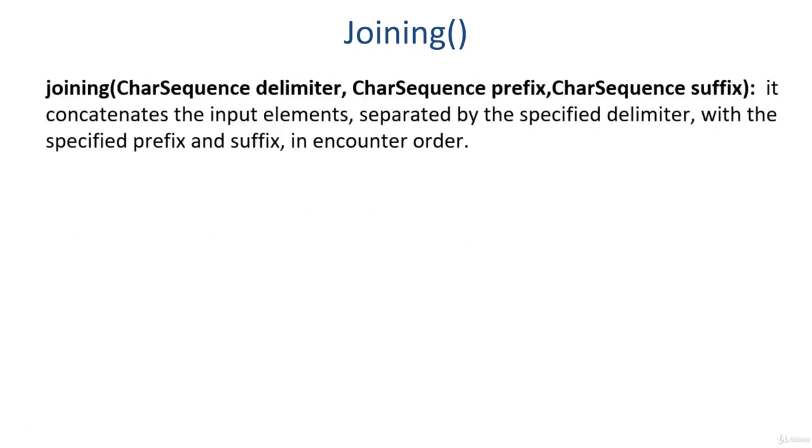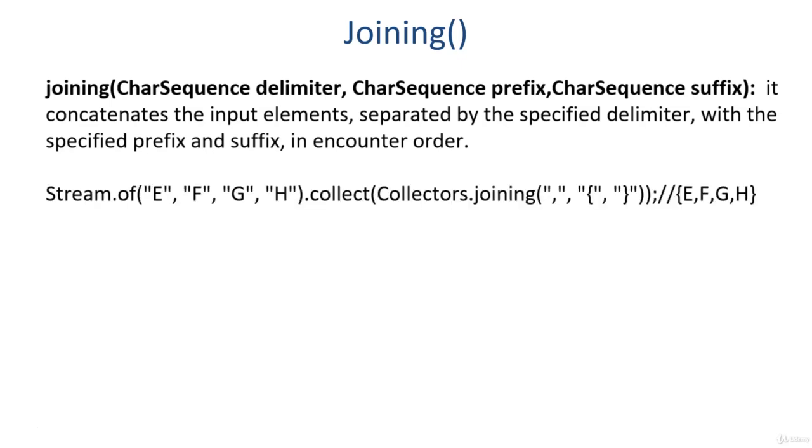The third overloaded method takes a character sequence delimiter, and then a prefix and a suffix. So it concatenates the input elements separated by the specified delimiter, with the specified prefix and suffix, in encounter order. An example of that is Stream.of("e", "f", "g", "h").collect(Collectors.joining()). The first argument is the delimiter, which is a comma. The second is the prefix, and the third one is the suffix. So it will return a curly brace, e, f, g, h, and then a curly brace, which is our suffix.